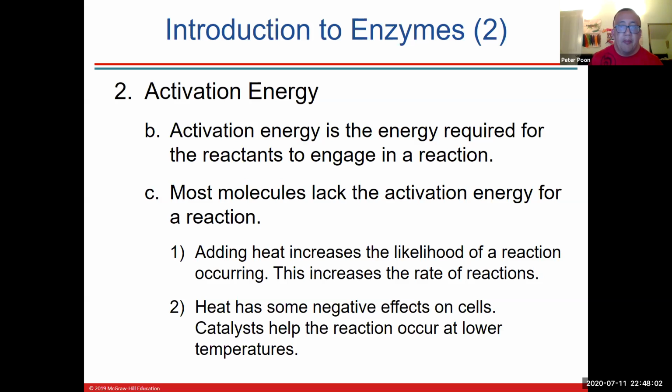So adding heat increases the energy of the molecules. Therefore, some of the molecules will have the activation energy necessary. That's why one of the things to make a chemical reaction go faster is simply to add heat. But to make chemical reactions happen fast enough, you would have to increase it hundreds of thousands of degrees. So that's not typically a useful tactic when it comes to cells. Catalysts can help the reaction occur at lower temperatures.